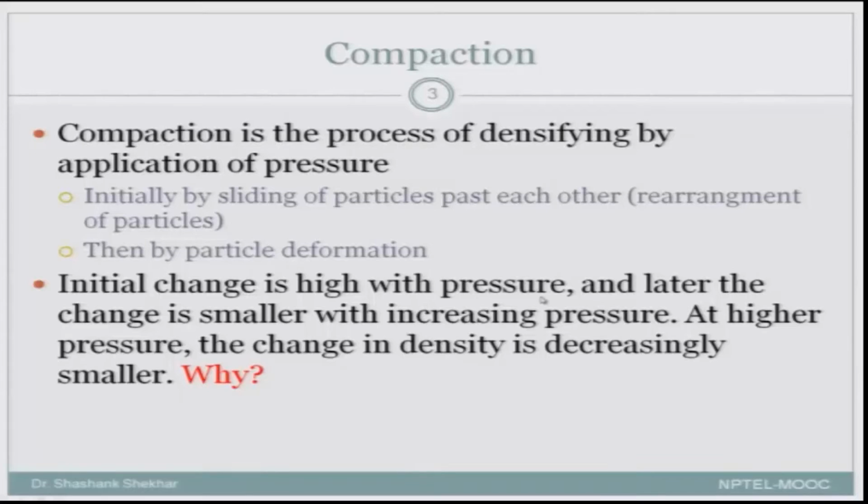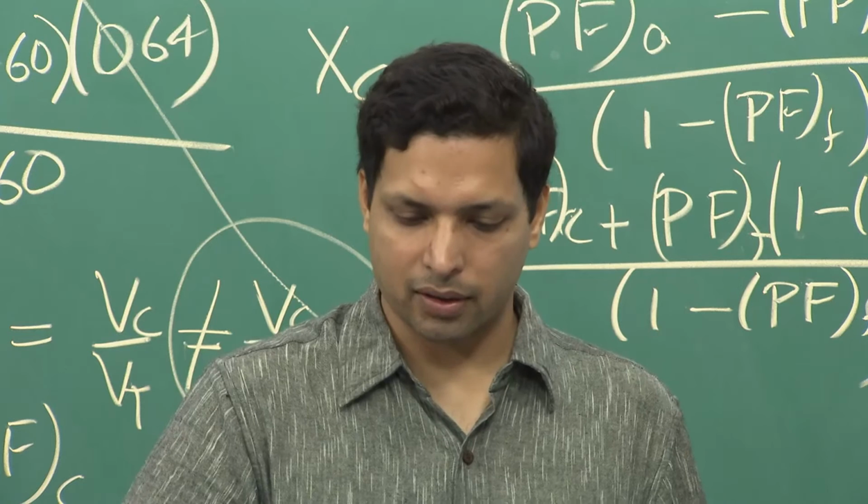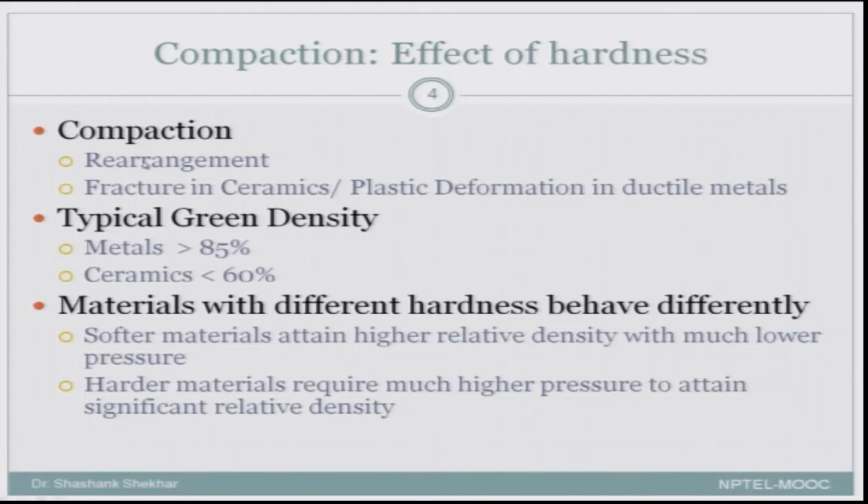Initial change is high with pressure and later the change is smaller with increasing pressure. At higher pressure the change in density is decreasingly smaller. Why is that? We already discussed that it is because of the work hardened particles. So, compaction has two steps, rearrangement and deformation or fracture, as in ceramics fracture, and in metals it is deformation.